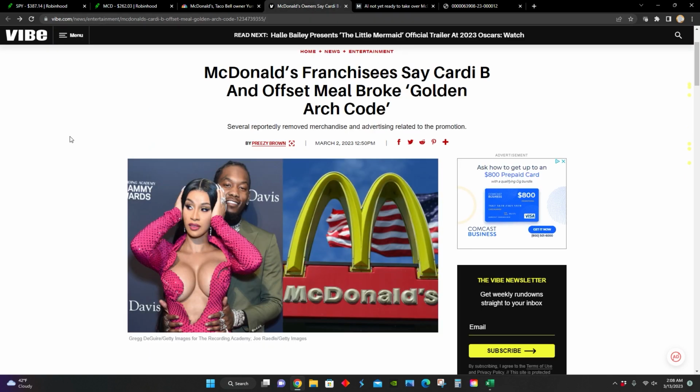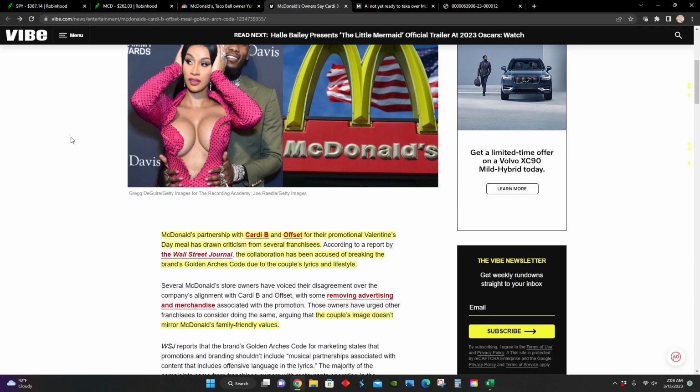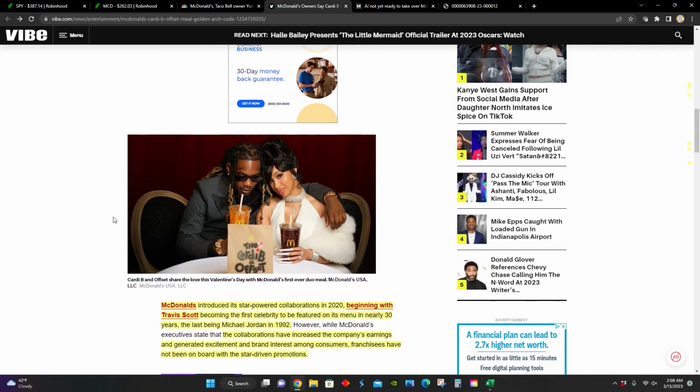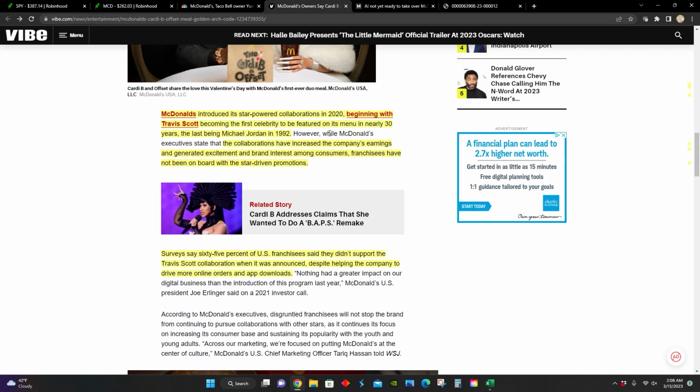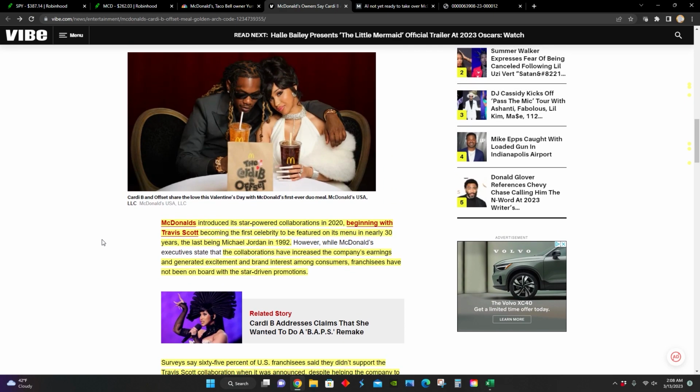Also, we can see right here from this article, McDonald's recently announced a collaboration with Cardi B and Offset. And a lot of franchisees really did not like this marketing strategy from McDonald's. They pointed out that due to the couple's lifestyle and lyrics, as well as their image, it didn't really support McDonald's family-friendly vibes. And then on top of that, they also point out in this article that this new collaboration with Cardi B and Offset was part of their star-powered collaboration, which started in 2020 with Travis Scott.